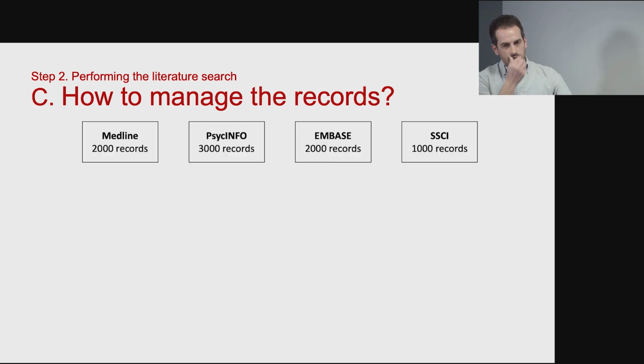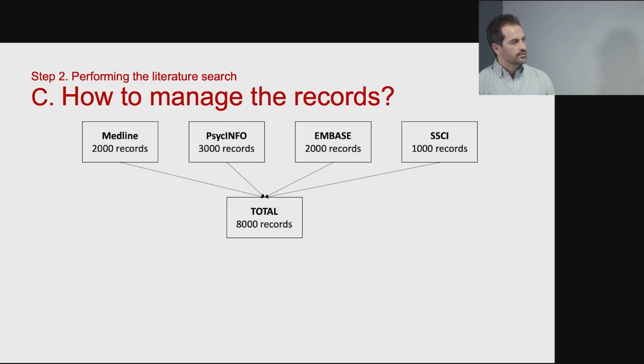So let's say that we choose the list of databases, and we found all those records: 2,000 for Medline, 3,000 for PsycInfo, etc. So we have a lot of records that we found from those databases. But of course, the same papers can be indexed in multiple of these databases, so you can find duplicates of the paper. The first step is to eliminate those duplicates.